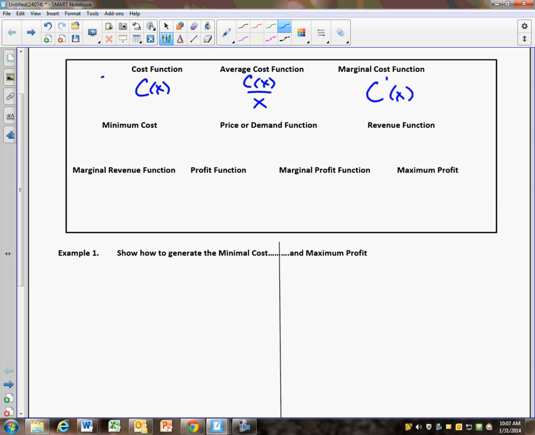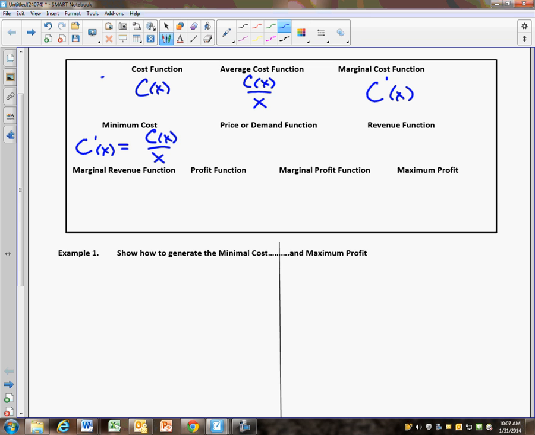What formula did we use to minimize the cost? Yeah, when the marginal cost function was equal to the average cost function, that's when we minimized cost, and that's what you were able to practice yesterday. Okay. So today we pick up with some other ideas, and now we're going to talk about revenue and profit.